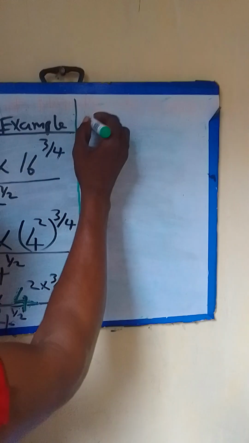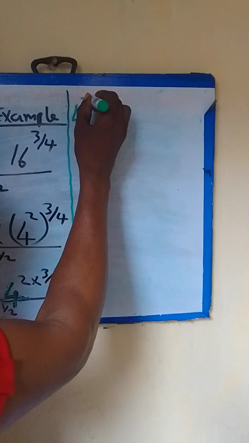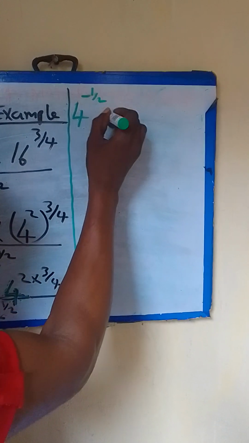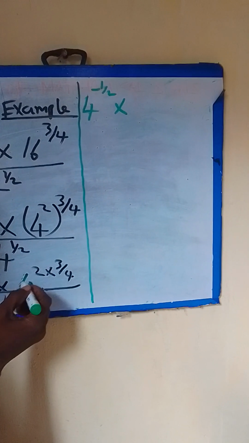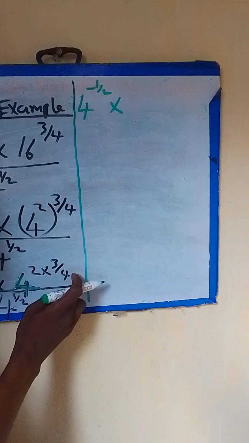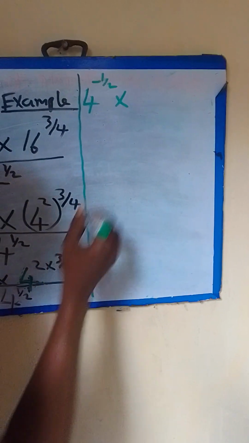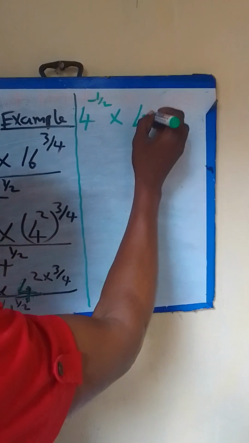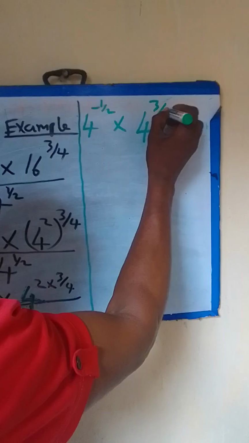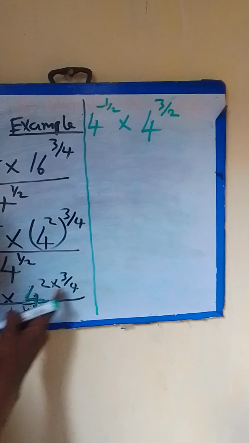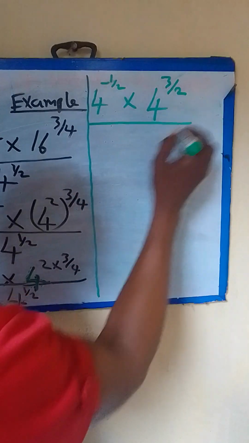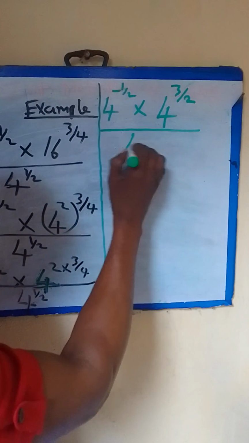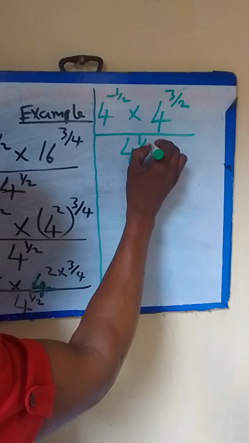so this is 4 raised to power minus half times 2 here, 1 times into here 2 times. Then you are going to be left with 4 raised to power 3 all over 2. This 2 into 4 is 2 times, divided by 4 raised to power half.